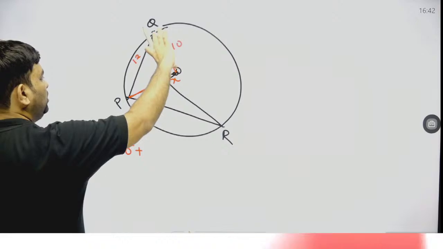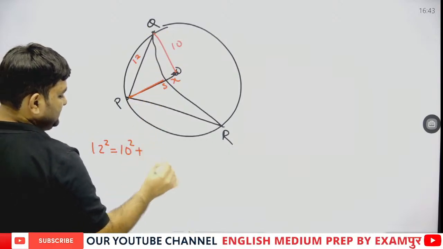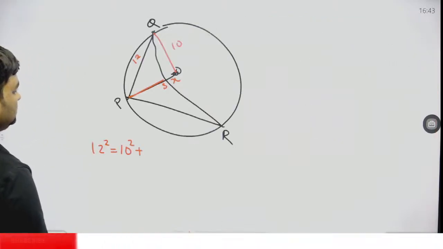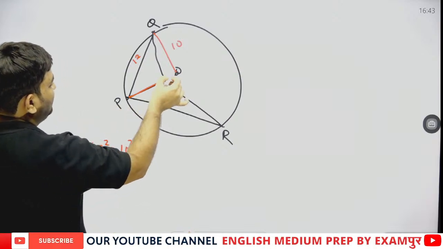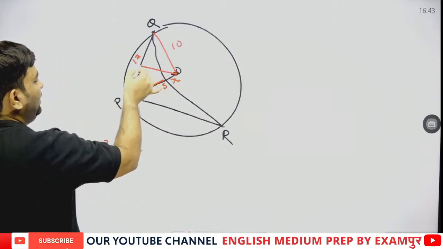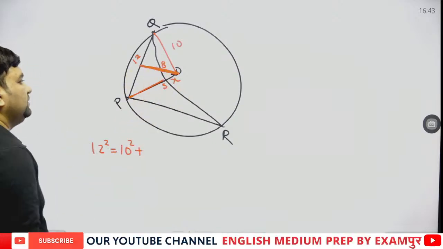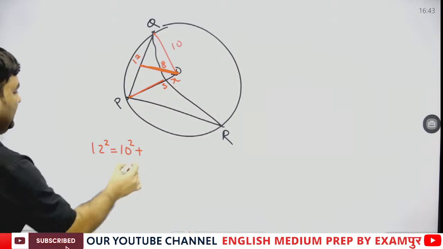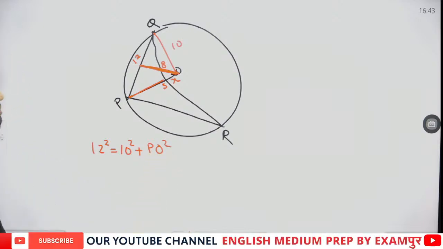12 square is equal to 10 square plus this square. And this is, I need to go back. What we have done after that, we have calculated this as well. 8 here. So 12 square is equal to 10 square is equal to PO square. And one more equation.